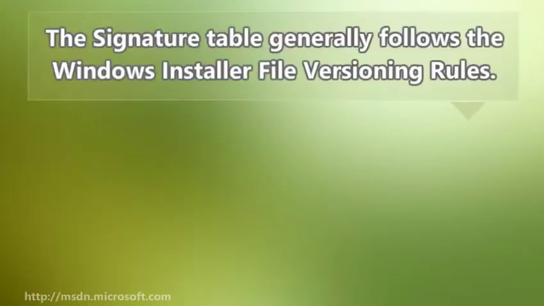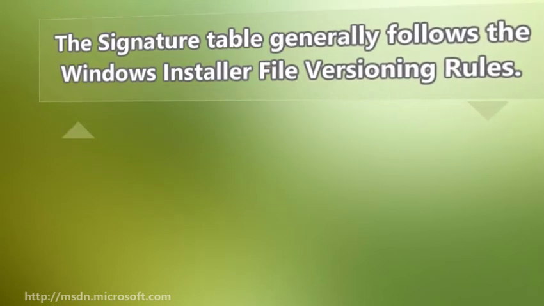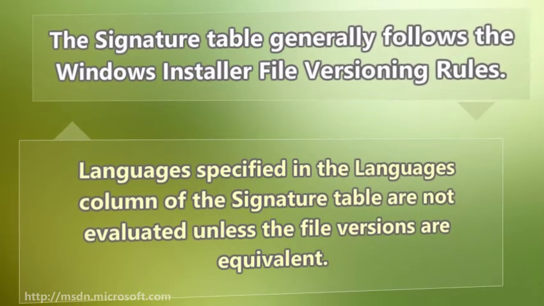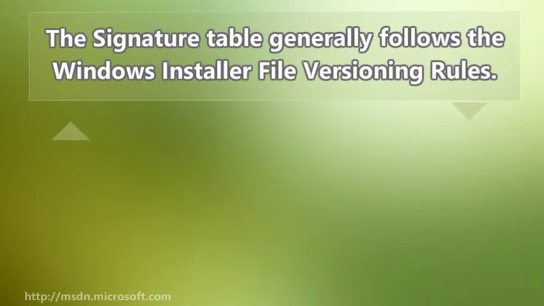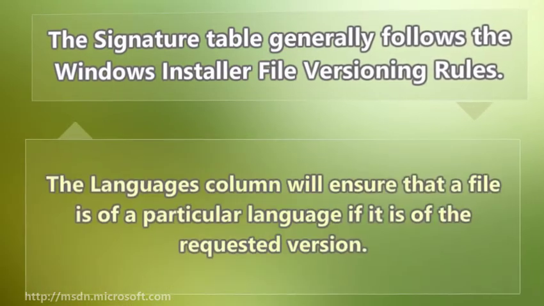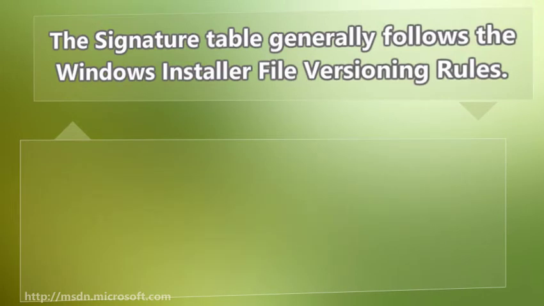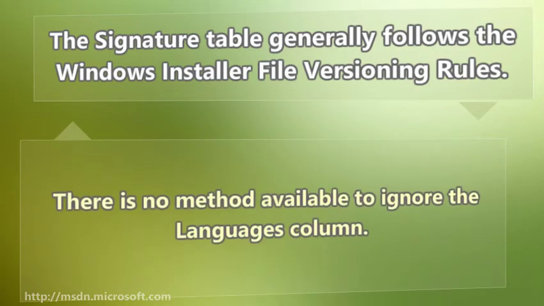The signature table generally follows the Windows Installer file versioning rules. Languages specified in the languages column of the signature table are not evaluated unless the file versions are equivalent. The languages column will ensure that a file is of a particular language if it is of the requested version. There is no method available to ignore the languages column.